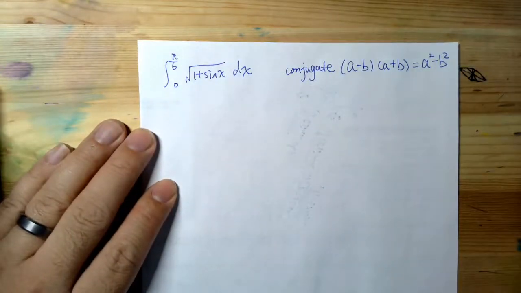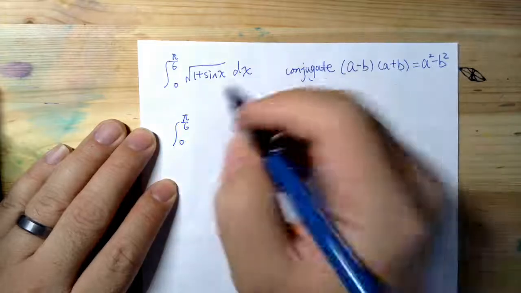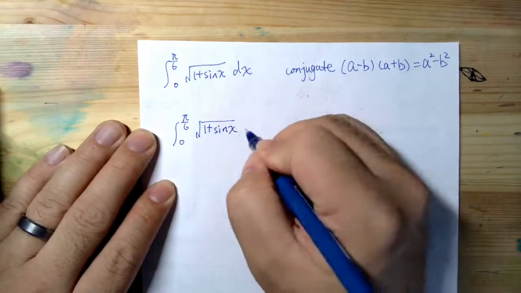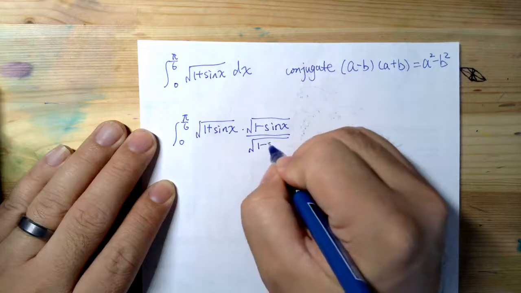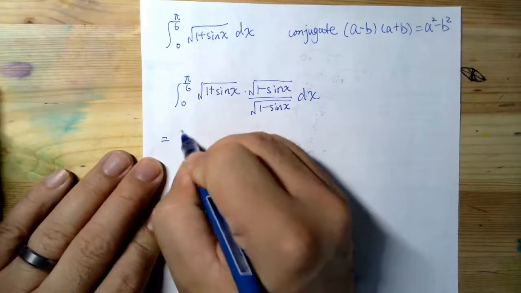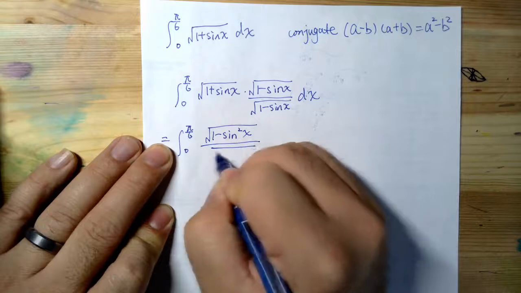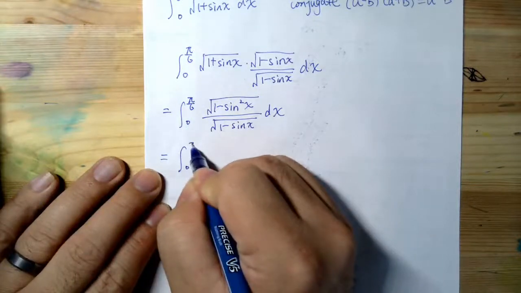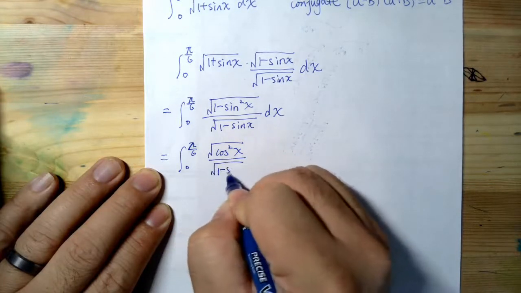And let's see how we apply the conjugate for this specific problem. So 0 to pi over 6. The conjugate, I'm going to multiply. It's 1 plus sine x, of course with the square root, times the square root of 1 minus sine x over the square root of 1 minus sine x, dx. And then we do a little bit of simplification. So we have the square root of 1 minus sine squared x over the square root of 1 minus sine x dx, from 0 to pi over 6. This is going to become cosine squared x over 1 minus sine x dx.